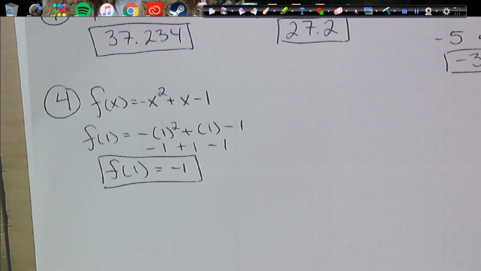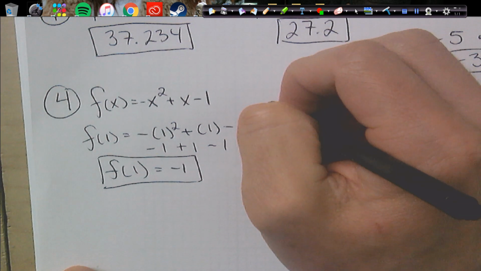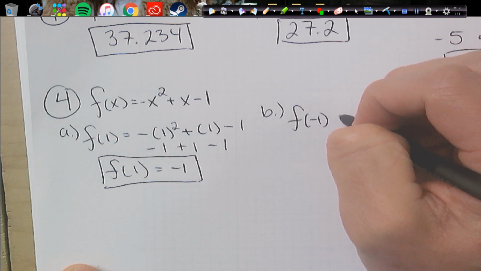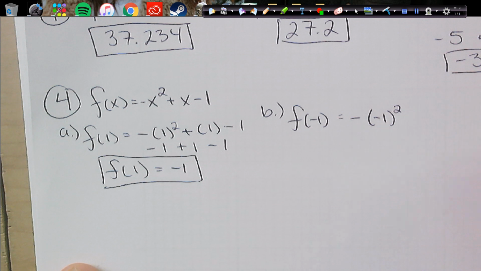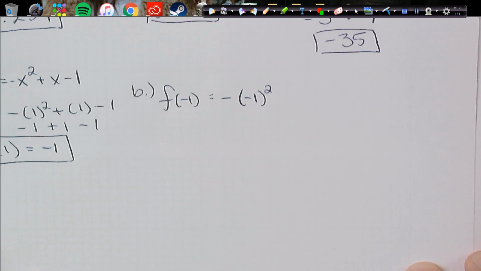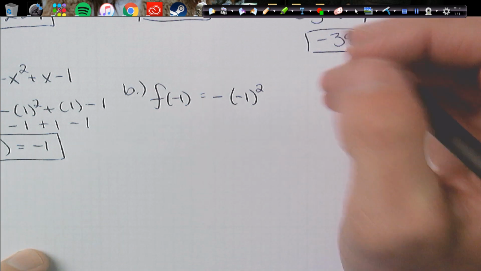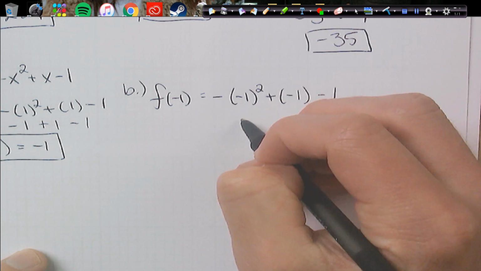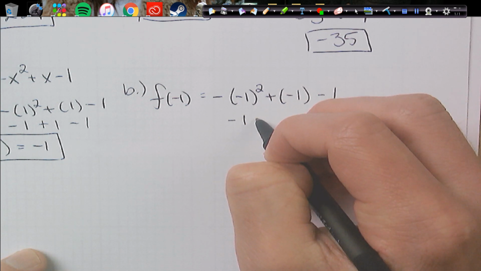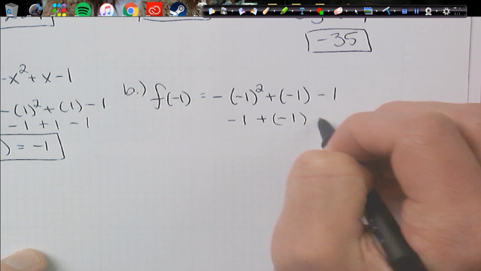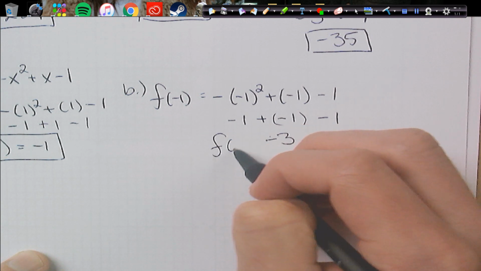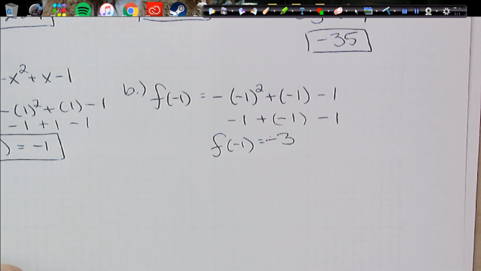Again, we're just evaluating these by plugging in. Part B, so that was part A. Part B, we're going to do f of negative 1. Notice how I use parentheses to help me in setting this up. And we got negative 1 plus a negative 1 minus 1. Negative 1 squared is 1, but there's a negative outside. Plus a negative 1 minus 1. So that's 3 negative 1s, which will make a negative 3. Okay, so that's part B of question number 4.